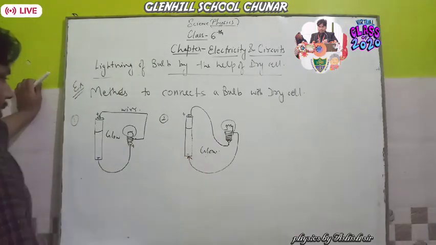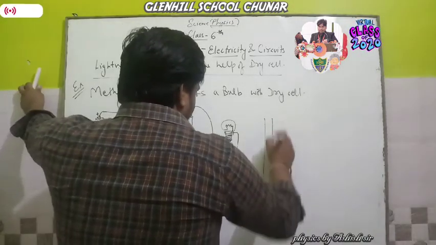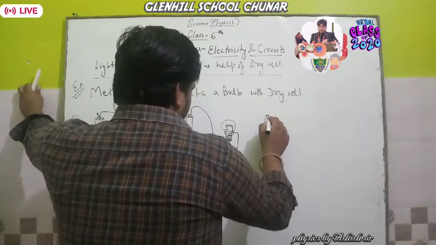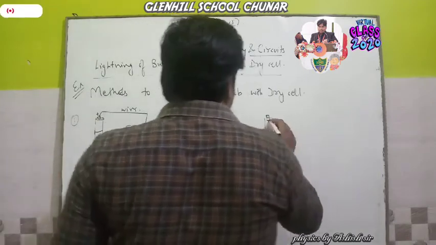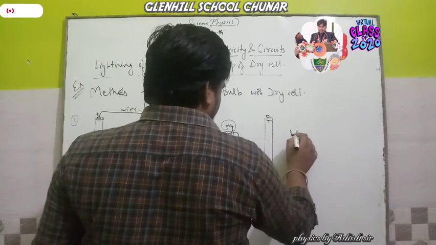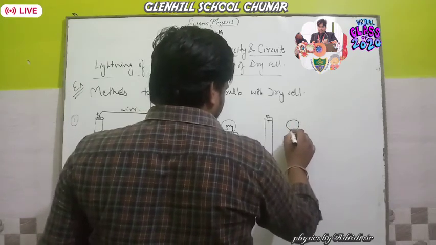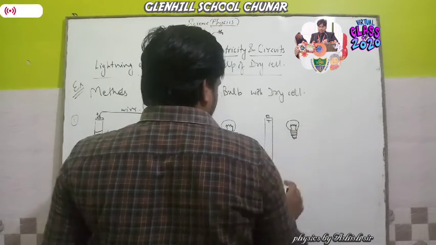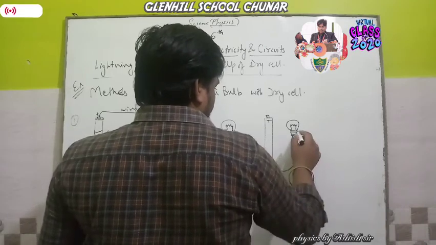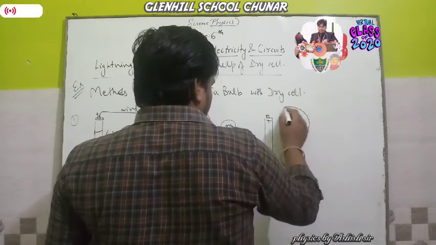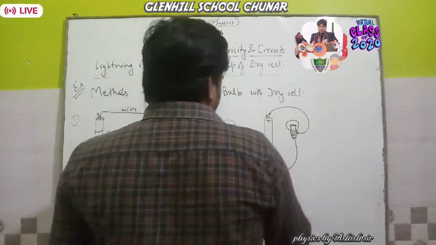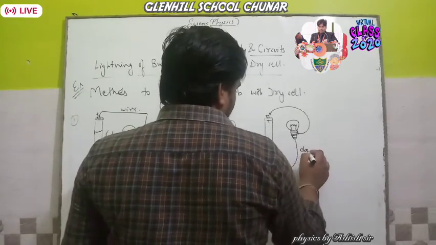But in the next case, suppose this is the battery and this is the other end, the positive end. This is your bulb. This negative end is connected to this end, one negative end, and this end is connected only from here. This is not connected. Then the bulb does not glow.